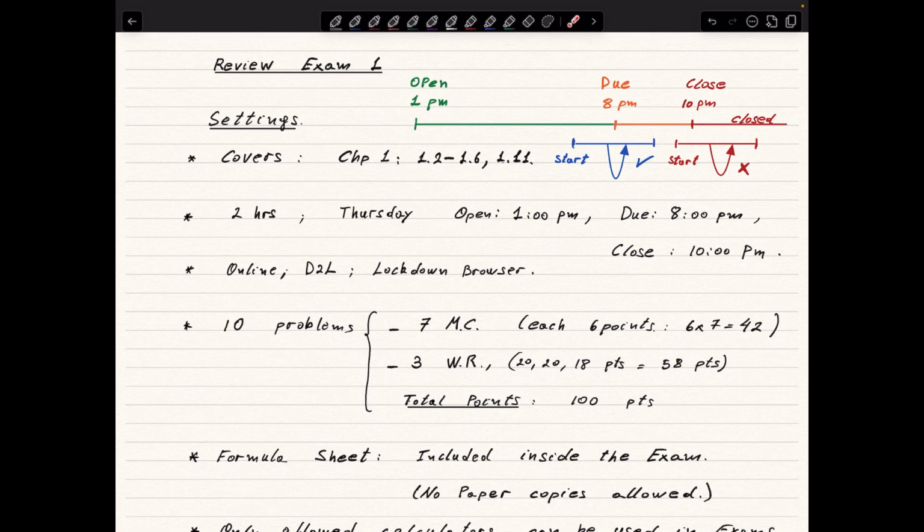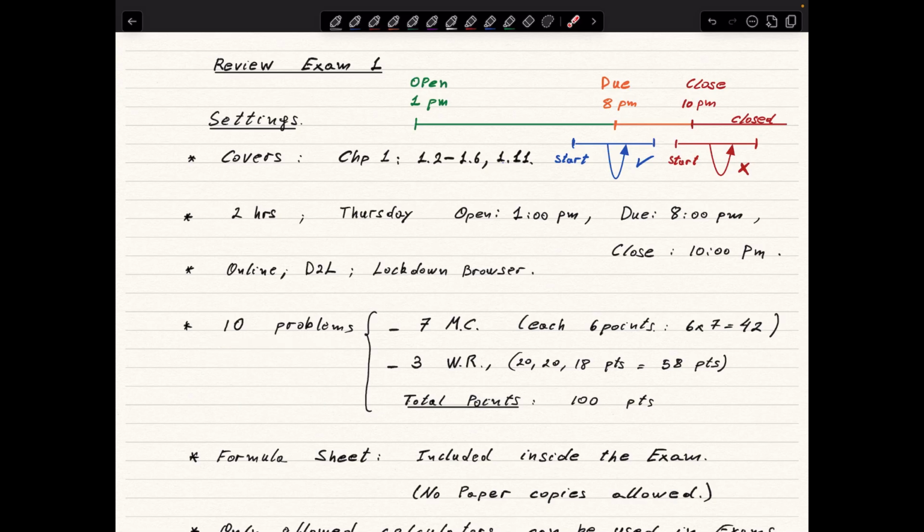Then the whole exam is going to be in the region where the exam is open, which is this region, and you are safe. You can always log back in if you have problems with the exam. So this is the reason we have this type of settings in the exam. The exam is online in D2L. You take it with the lockdown browser.